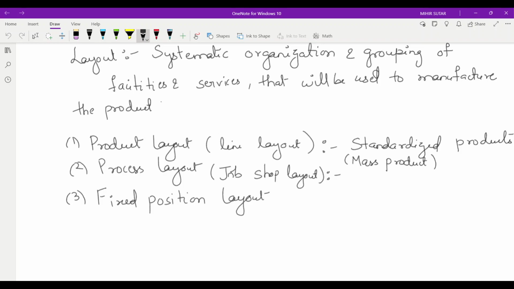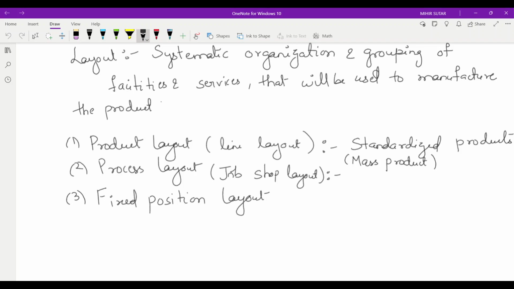Like in case of your furnitures, I'm giving you one example. Mass production, your automobiles, and mostly then your aircraft industry, then your oil refinery. So these are for mass production. Okay, and this is the process layout based on an individual product as demanded by the customer. So process layout is a customized layout.